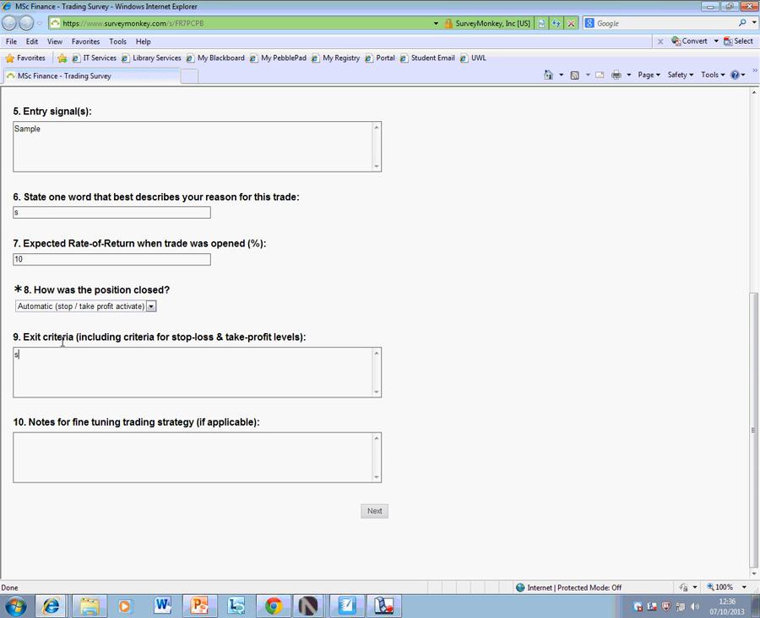Let's say you have a target, and that's your target. Or you looked at the overall risk and volatility of the market and decided on the obvious risk level. It's up to you, but you need to put that. And then, if applicable, you can make some notes for fine-tuning your trading strategy. As a result of this trade, you may decide, this is the lesson I learned, and I can improve my trading strategy. Then you move on to the next page.